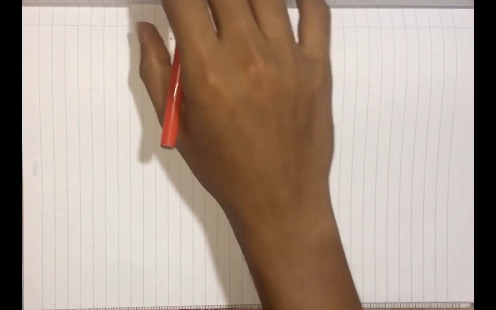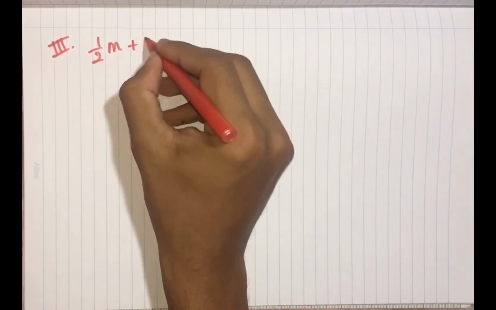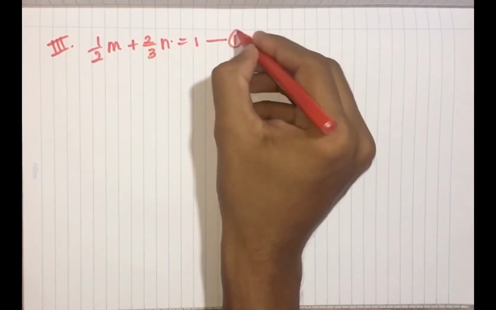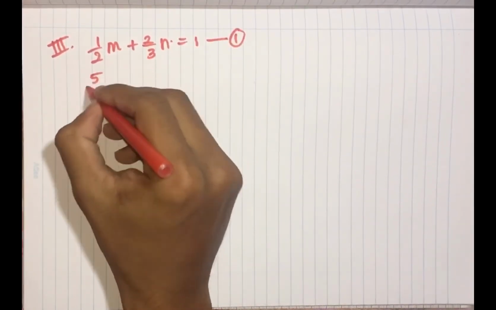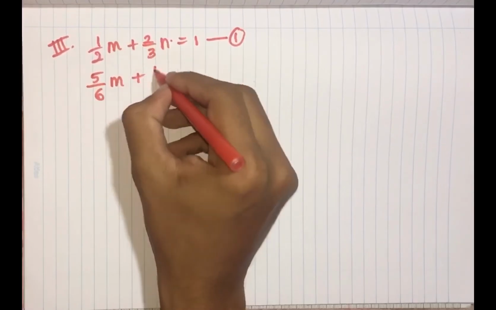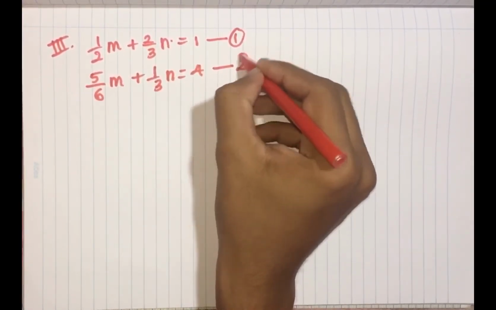And the other method, the third method, is making coefficients equal. Okay, let us come to an example. Say you have half m plus 2 over 3n is equal to 1. That is equation number 1. And also think of the other equation as 5 over 6m plus 1 over 3n is equal to 4. This is equation number 2.